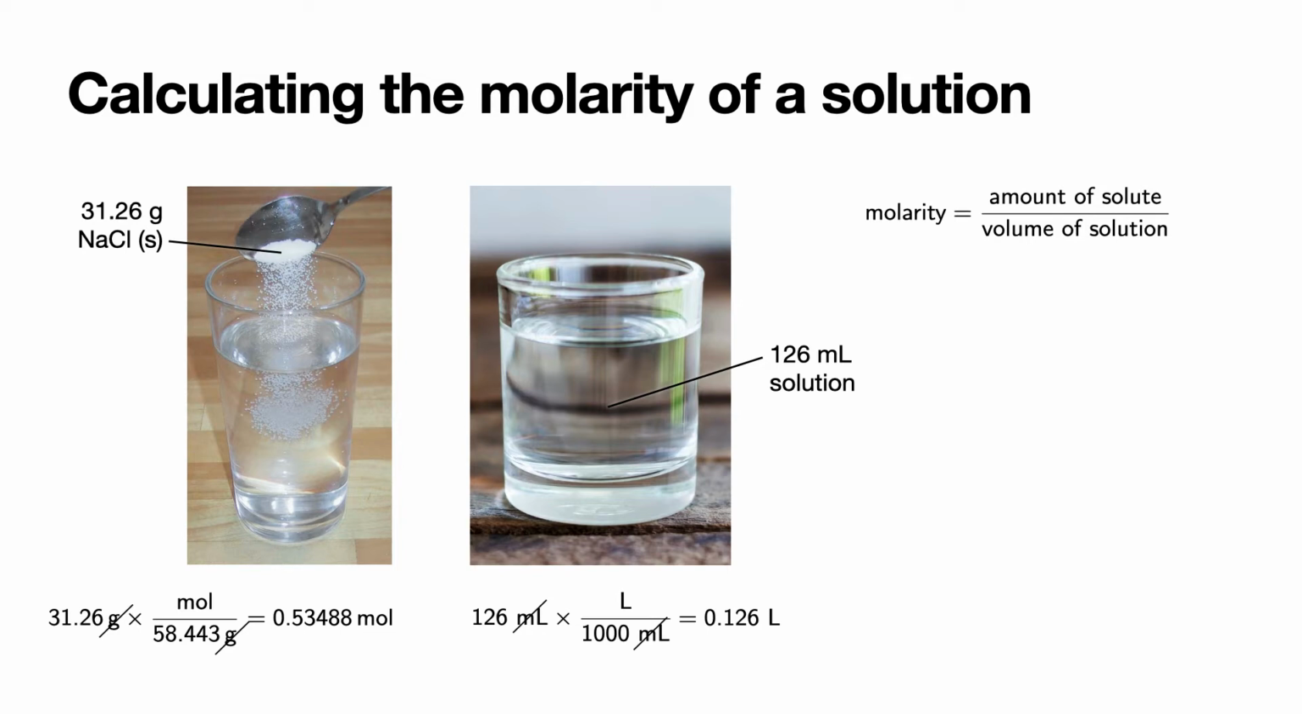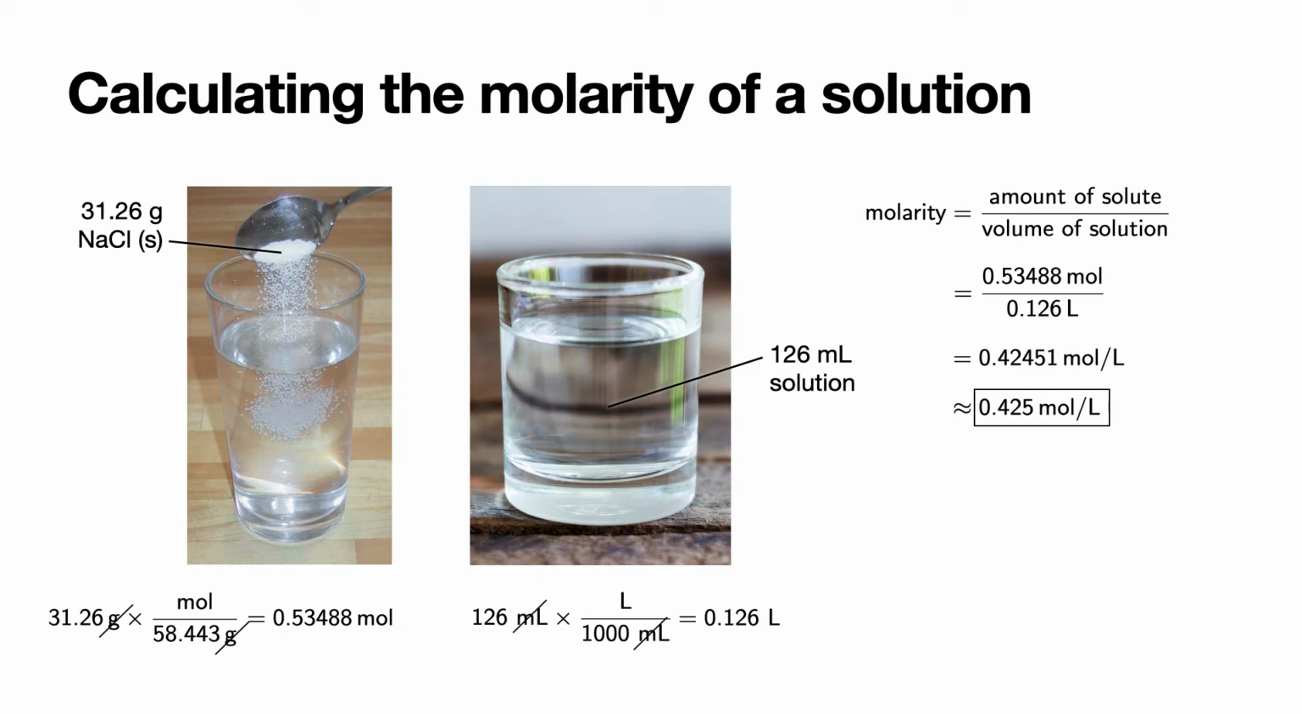0.126. So now we've got an amount of solute in moles, we've got a volume of solution in liters, and we can just divide these. Our molarity is going to be 0.53488 moles divided by 0.126 liters, and dividing this through gives us a molarity of 0.42451 moles per liter, or rounding off to an appropriate precision. Our precision here is determined by the three significant figures in our solution volume, and so we round off to three significant figures, and our molarity would be 0.425 moles per liter.